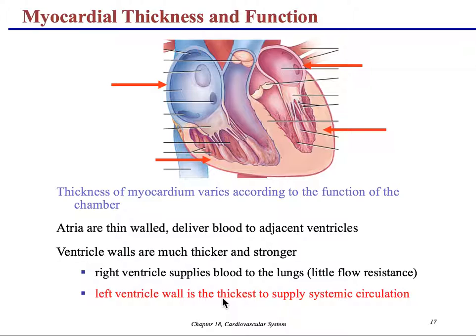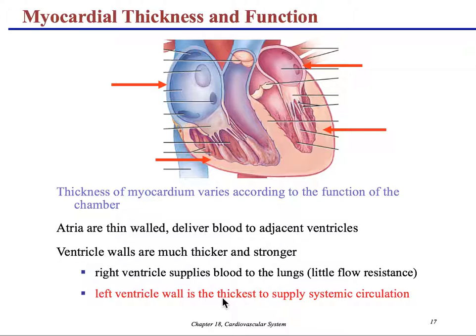you're pushing blood towards the lungs, which are not that far from the location of your heart, whereas pushing blood all the way to the lower limbs, down to your feet, can be very far. At the same time, you have forces against you like gravity, and that's the reason you have much greater muscle mass on the left. The atria's thin walls deliver blood to adjacent ventricles. Ventricle walls are much thicker and stronger.